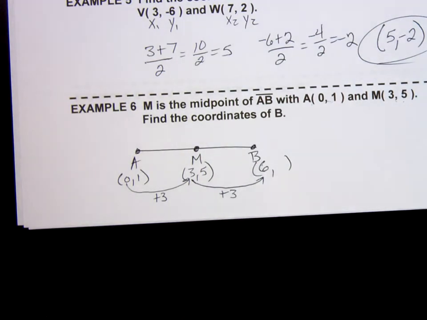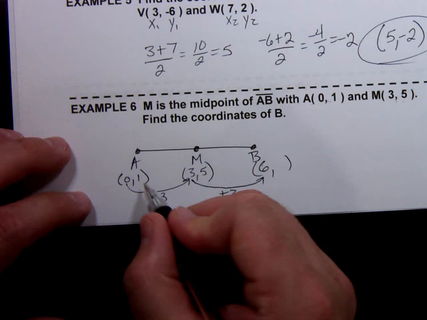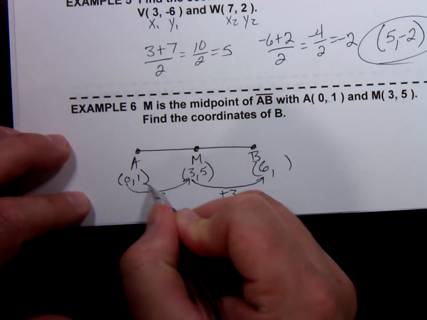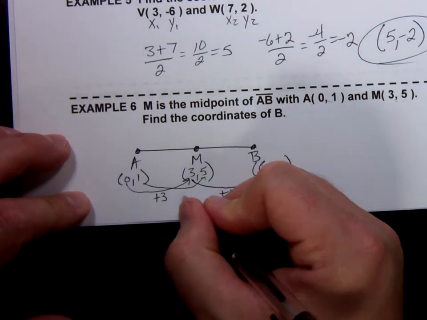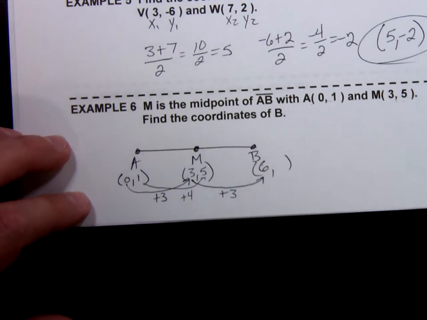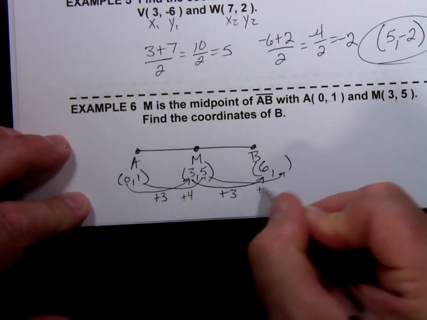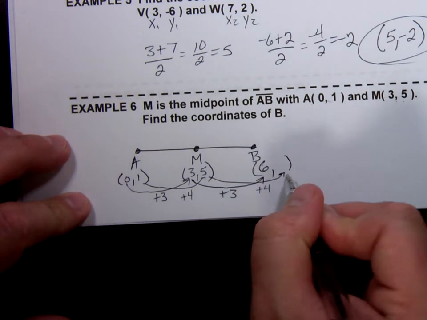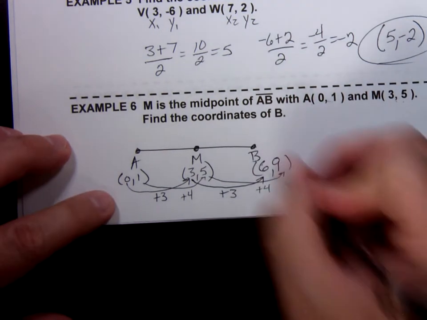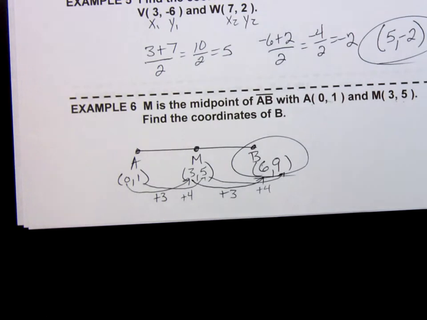Okay, focus on the y value. From one end to the midpoint, the y value goes from 1 to 5. So what happened? It increased by 4. Well, from the midpoint to the other side then, it should increase by 4 more. So 5 plus 4 is 9. So the coordinates of B, 6, 9.